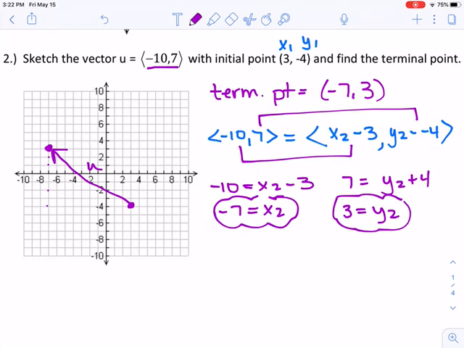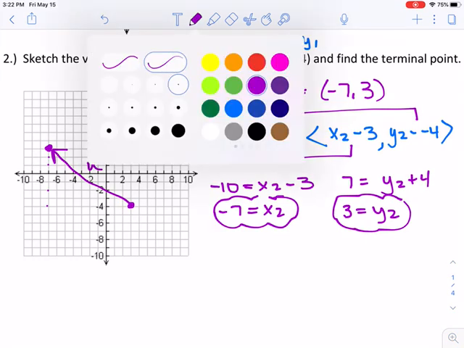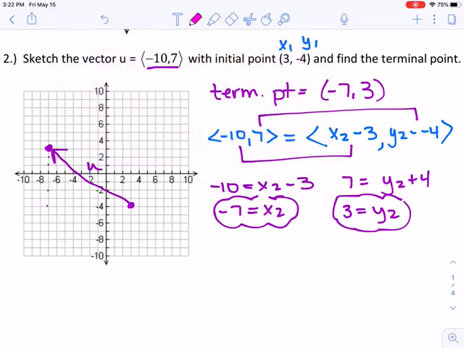It also asks me to find its magnitude. We know that magnitude is length, so I want to take my vector here, negative 10, 7, and find its length. The length is always equal to the square root of my x component squared plus my y component squared. So if you want, you can leave it as the square root of 149, or if you want to write it as a decimal, it's about 12.2.